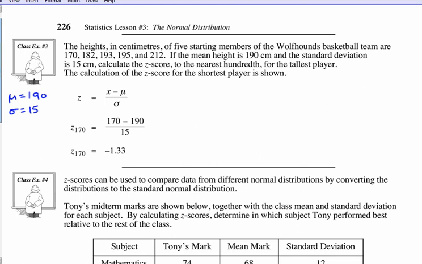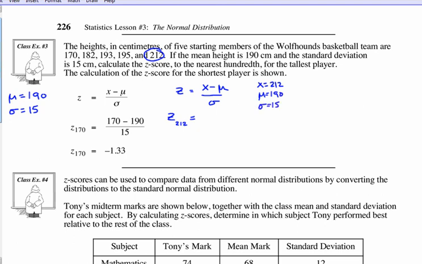Then the calculation of the z-score for the shortest player is shown. So let's now do the z-score for the tallest player. The tallest was 212. So our formula for z-score is x minus my mean over my standard deviation. So we want the z-score for 212. So x is my particular score. So in this case, x is 212 because I want to calculate the z-score for 212. The mean was 190, and standard deviation they gave us was 15.